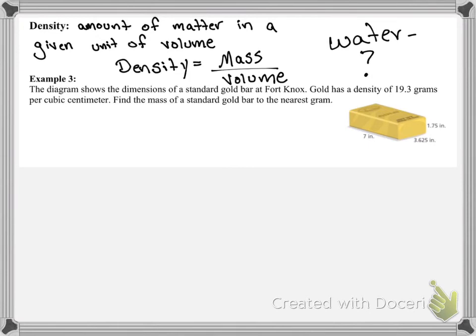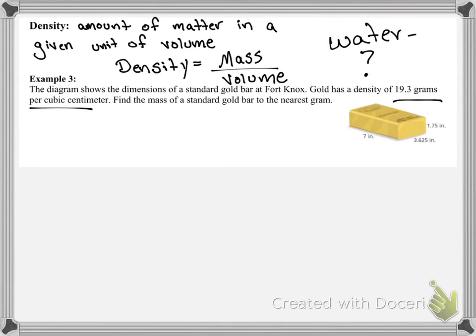Okay, so let's go ahead and do an example involving density. So the diagram shows the dimensions of a standard gold bar at Fort Knox. Fort Knox is one of the places in the U.S. where the U.S. Mint holds its gold reserves. Gold has a density of 19.3 grams per cubic centimeter. So every cubic centimeter of gold weighs 19.3 grams. Find the mass of the standard gold bar to the nearest gram.